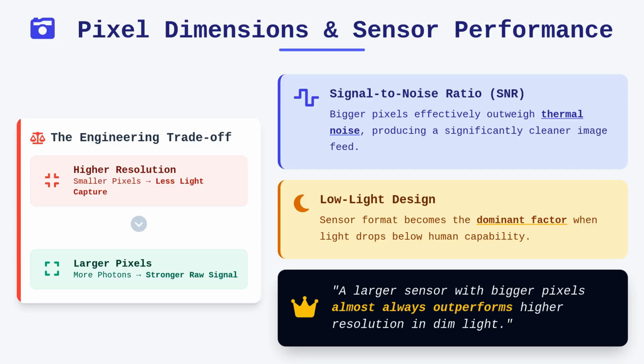When you are specifying a camera for a low-light environment, the physical size of the sensor format becomes a dominant factor in your design. A larger sensor with bigger pixels will almost always outperform a smaller sensor with an equivalent or higher resolution when light levels drop below the threshold of human capability.